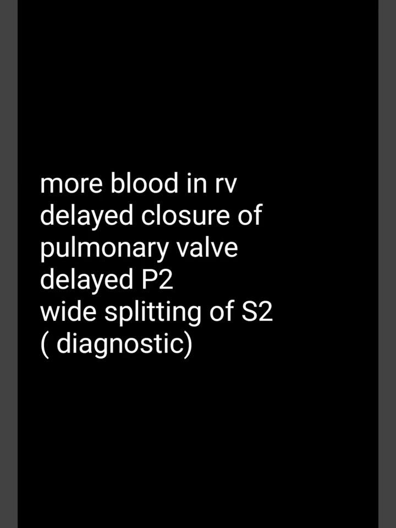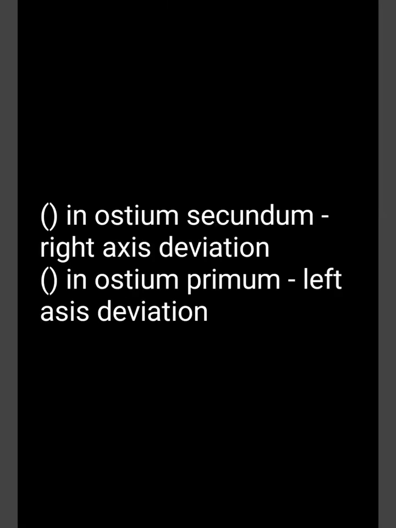Pathophysiology in ASD. More blood in RV, so delayed closure of the pulmonary valve. Delayed P2. Wide splitting of S2 is diagnostic. ECG findings in ASD: in ostium secundum, right axis deviation. In ostium primum, left axis deviation.